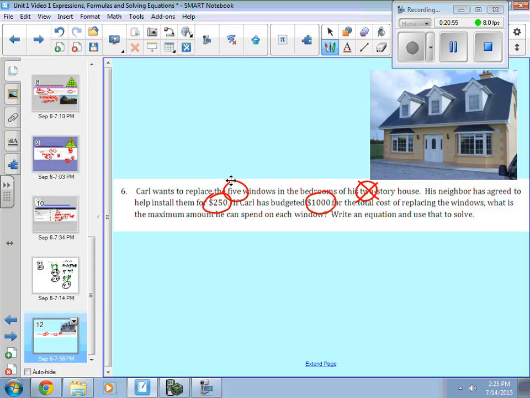Okay, so if 1,000 is the total, let's put 1,000 on one side. We know that's the most he has to spend. All the stuff he spends should go on the other side of the equation. He needs to replace 5 windows, so let's use W for windows. Also, he needs to pay to install them, and we know it's going to cost him $250 plus the cost of the 5 windows. It can't be more than this 1,000 over here, so we'll put it equal to 1,000. Now, if we solve that, we should have our answer here.